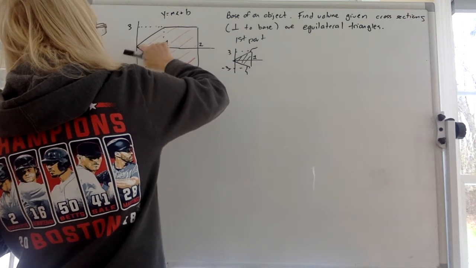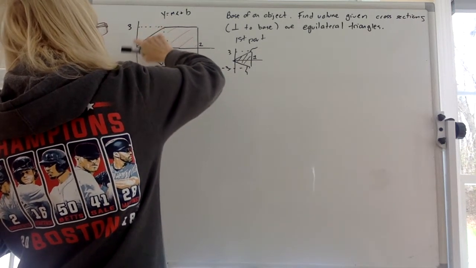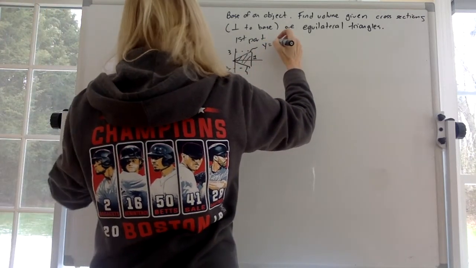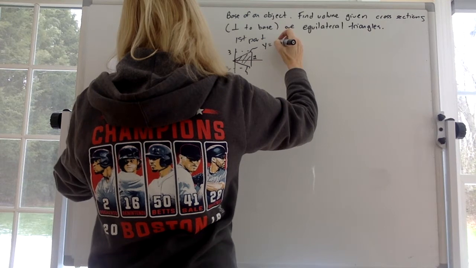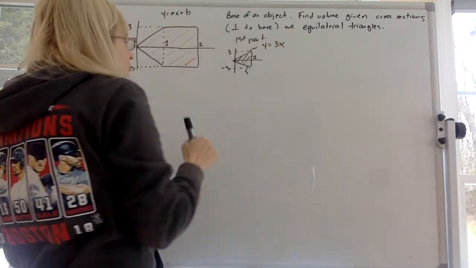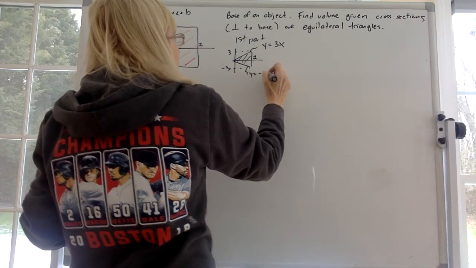So what's the slope? Change in y over change in x. So change in y for this top line is 3, and change in x is 1. So y equals 3x, right? Change in y is 3 over change in x is 1. And this one is y equals -3x.